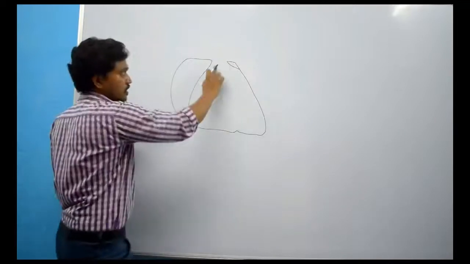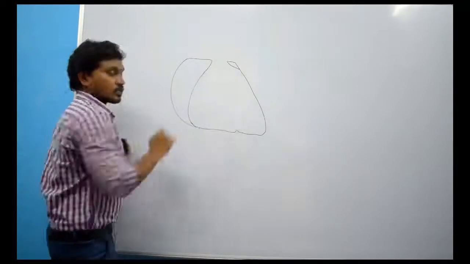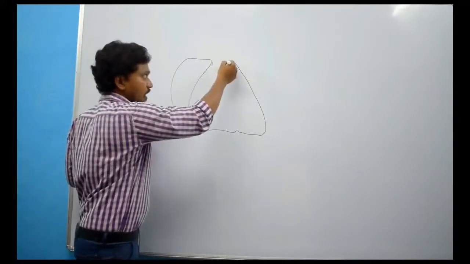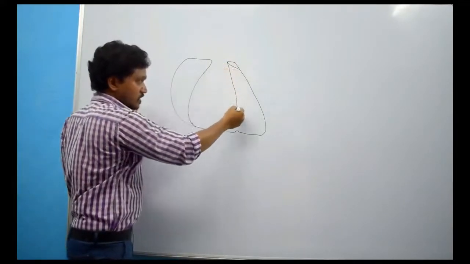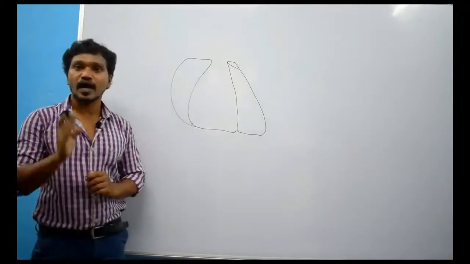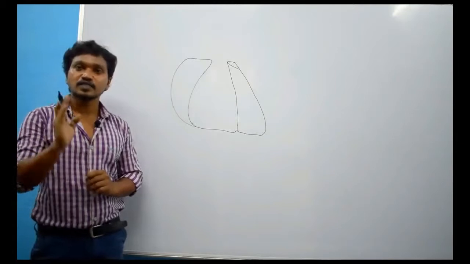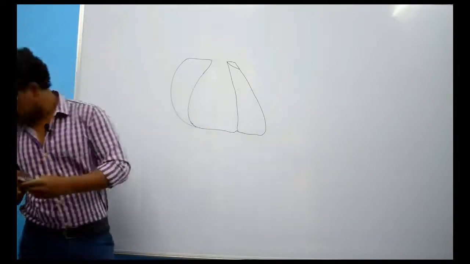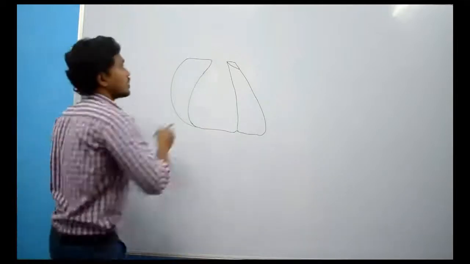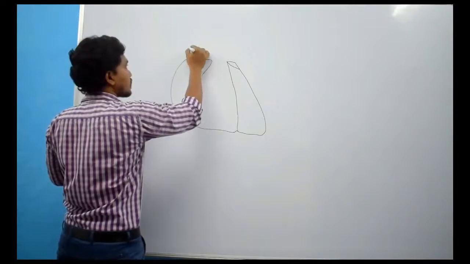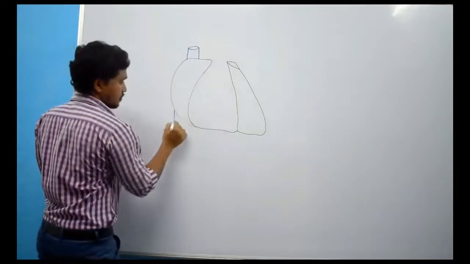Then from here to here you can observe one sulcus. That sulcus we call the anterior interventricular sulcus. This anterior interventricular sulcus represents the anterior attachment of the interventricular septum. Clear? Then here is the superior vena cava opening, here the inferior vena cava opening.